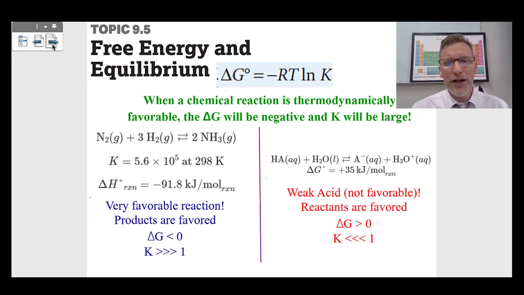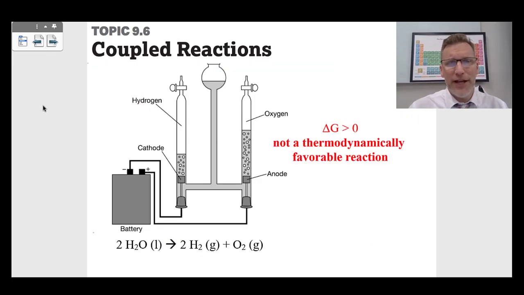Look at the reaction to the right. This is a weak acid. Weak acids don't dissociate, which means the delta G is going to be positive, and the K is going to be much smaller than 1. You'll see in all your Ka reactions, those Ks are very, very small, which means it is a weak acid, it's not favorable, and the reactants are going to be favored.